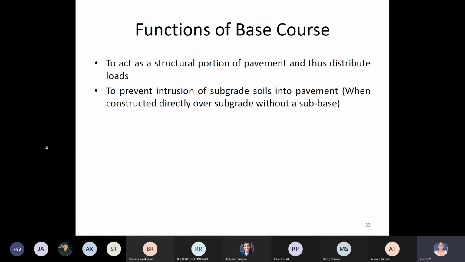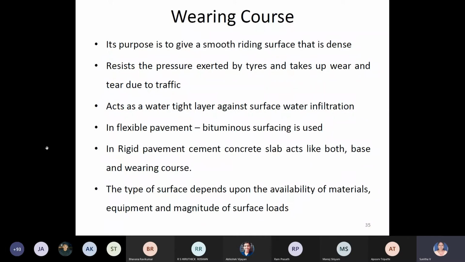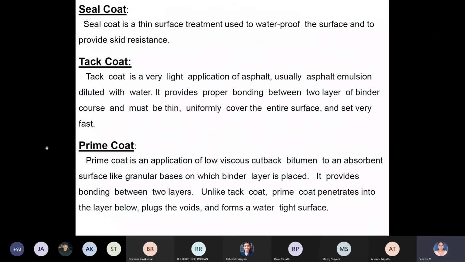Base course acts as the structural portion of the pavement, distributing the loads to the lower layers. For the surface course, you should use the highest quality material because the traffic load comes directly over it, and there will be wear and tear from direct contact with vehicles. It should have smoothness, and you should check skid resistance and noise quality. It should not allow water to penetrate inside. All these properties you should check for the bituminous surfacing.